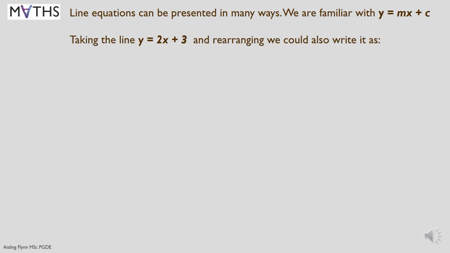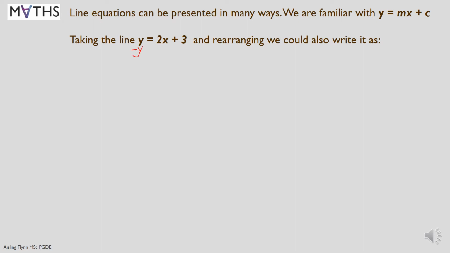Line equations can be presented in many ways. We are familiar with y equals mx plus c. We saw that on the previous slide. We're taking the line y equals 2x plus 3 and rearranging it. And we could also write it as, so in a moment we'll see what that is. But what happens if I was to put all of the terms of the equation of the line onto the same side of the equals? Okay, so in a moment we'll see the result of this.